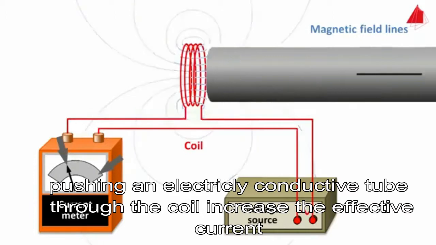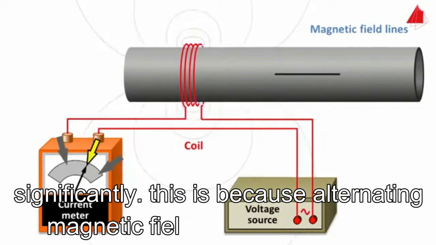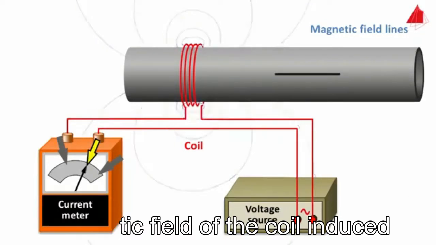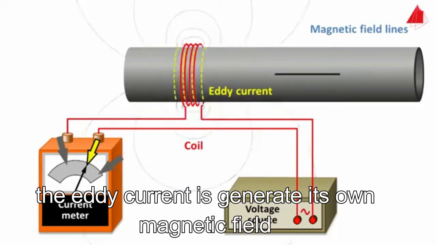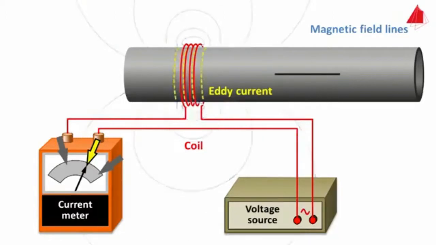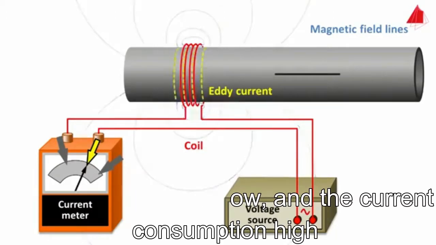Pushing an electrically conductive tube through the coil increases the effective current significantly. This is because the alternating magnetic field of the coil induces a current in the tube in circumferential direction, the eddy current. The eddy current in turn generates its own magnetic field, which counteracts the magnetic field of the coil. Consequently, the self-induction is low and the current consumption high.